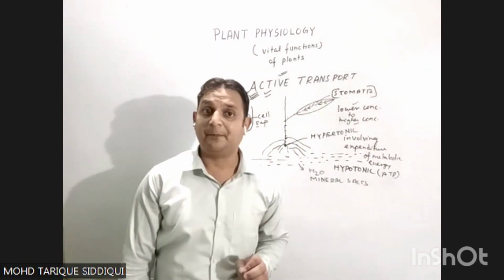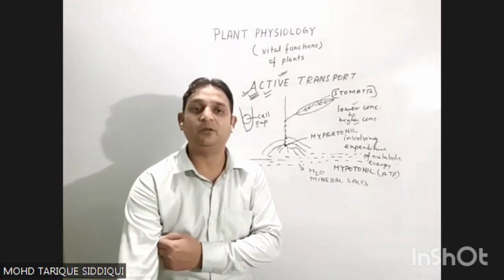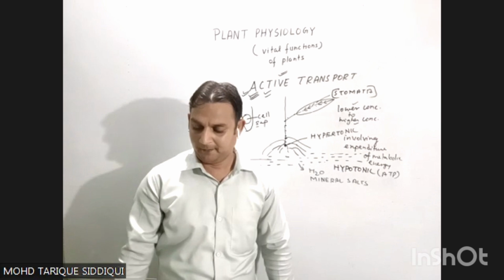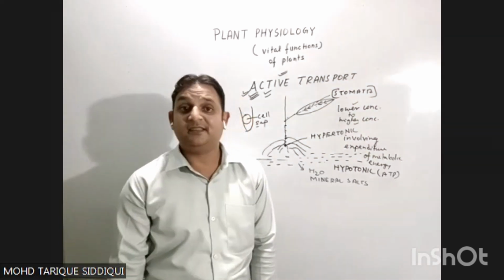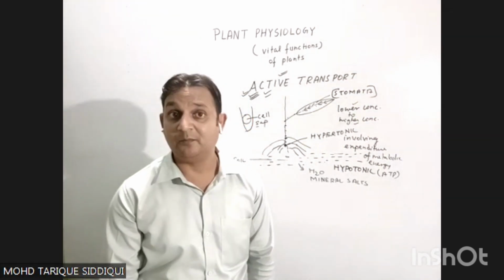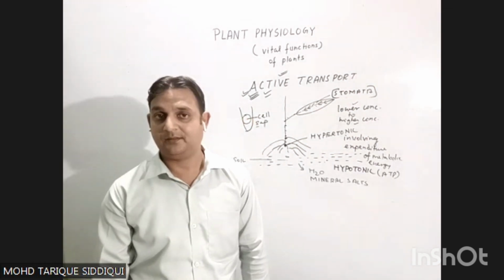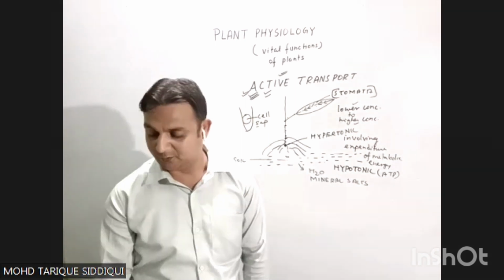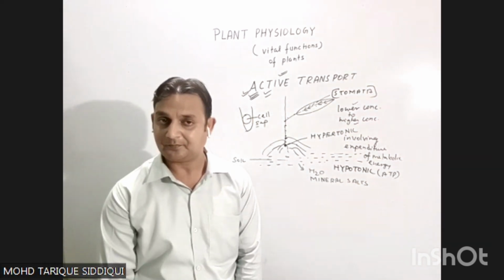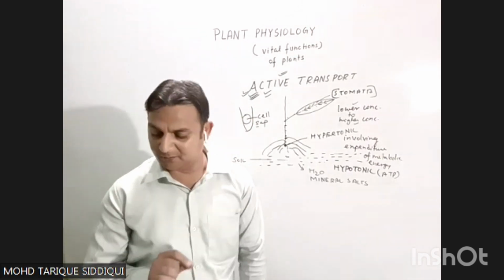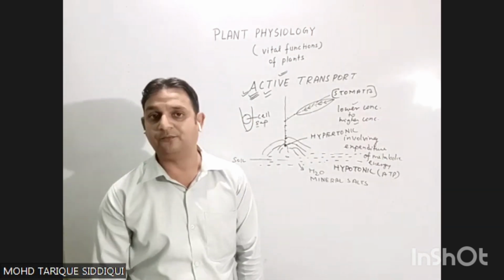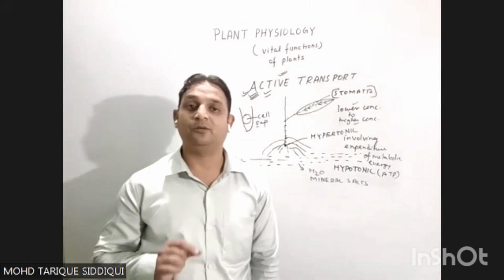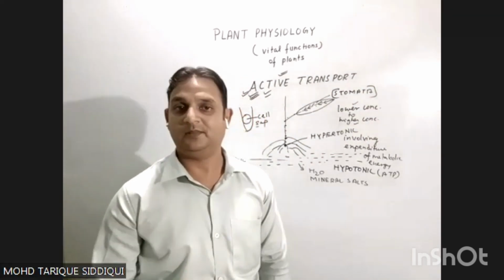Root respires and produces metabolic energy. This metabolic energy is available to mineral molecules of the soil, and mineral molecules of the soil move into the root cell and they are absorbed by the root. This you have to write.